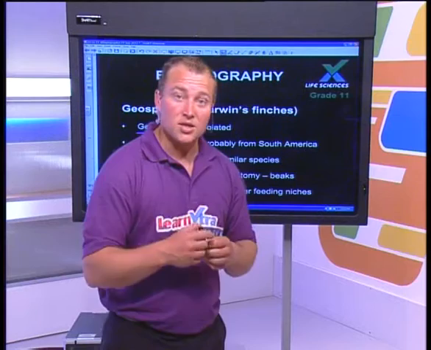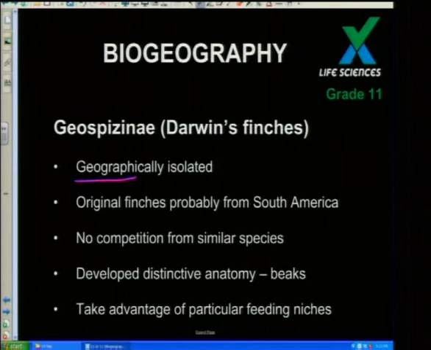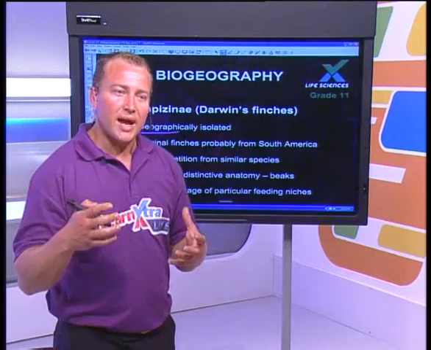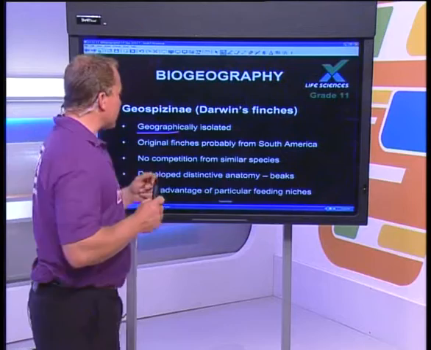Very important, especially when you do evolution in grade 12, right? And then the original species, the finches, all these things come from South America. They went into the Galapagos Islands, and the islands moved apart, and something happened to these finches. The things that happened to the finches become so clear after a while, and you'll see the adaptation and how it works. Now, no competition from similar species. That's one of the big things.